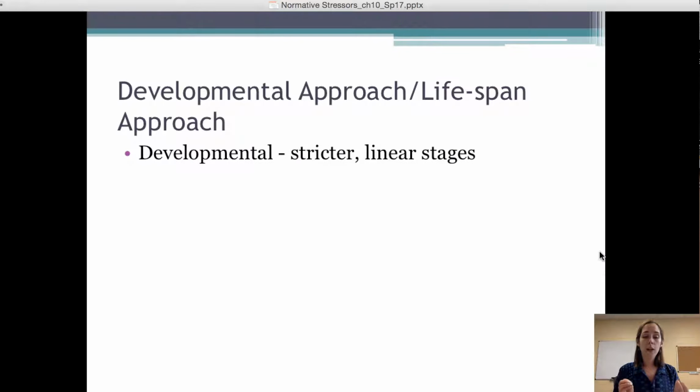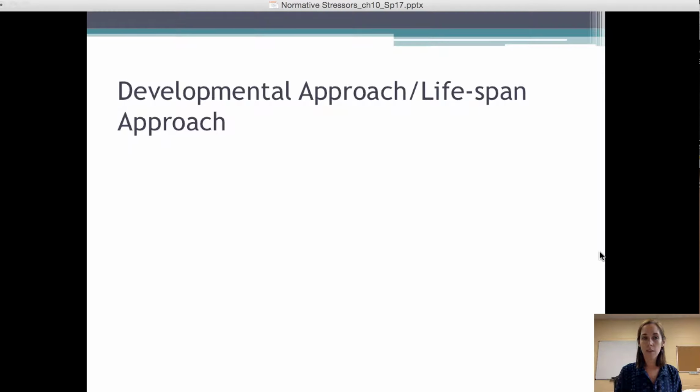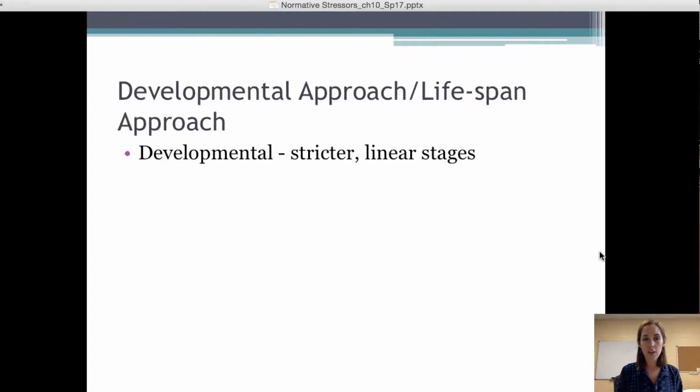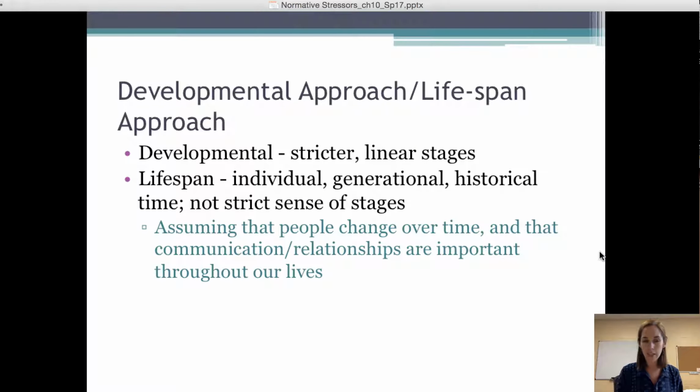So developmental theory is very like a staircase, very structurally clean, strict linear stages to life. So something like what I just showed you. First you're a kid, then you're an adolescent, then you go to college, then you get engaged, you get married, you become a parent. Okay, and you and I know it doesn't always work cleanly like that.